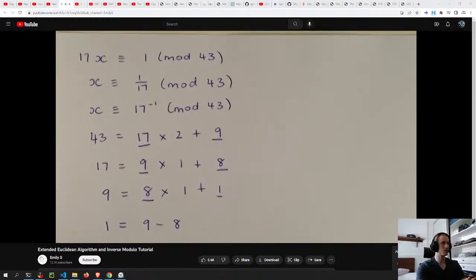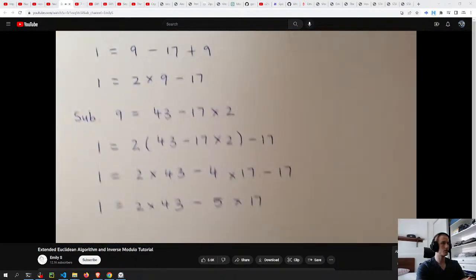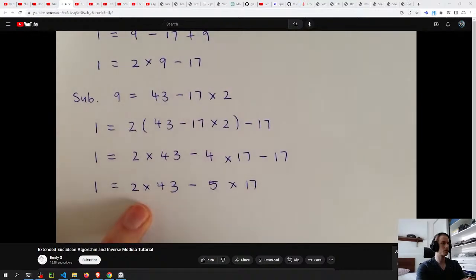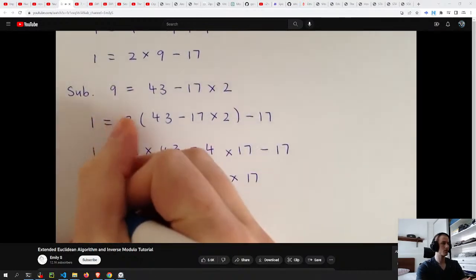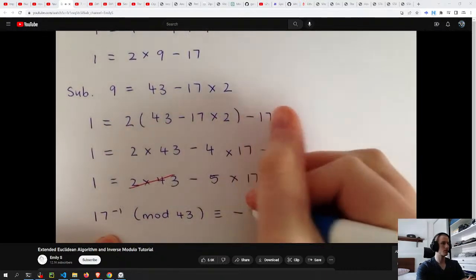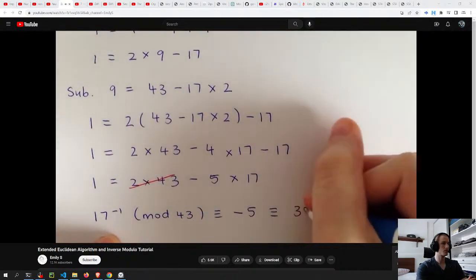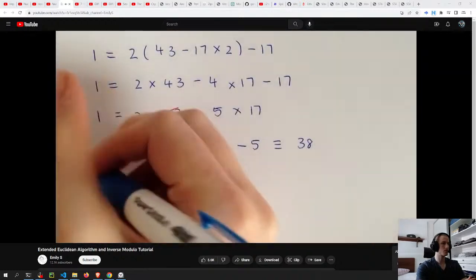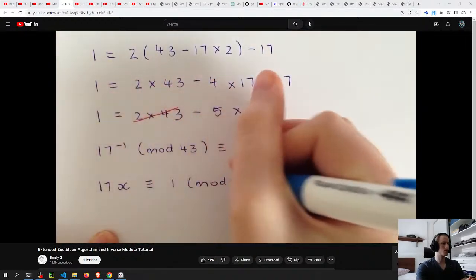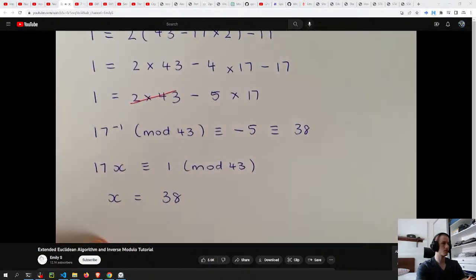Now, because the original question was mod 43, anything times 43, mod 43, is going to be 0. So in this bottom equation here, when we have 2 times 43 there, it's going to equal 0 because it's mod 43. So we can just cross that out, and then it's just whatever number is attached to the 17 here, because that's what was in the original question. So we've got 17 to the power of minus 1, mod 43, is equivalent to negative 5. Now, we want that between 0 and 42, because it's mod 43, so that is equivalent to 38. So when the original question asked 17x is equivalent to 1 mod 43, then our x equals 38. And that's it. That's how you do it.